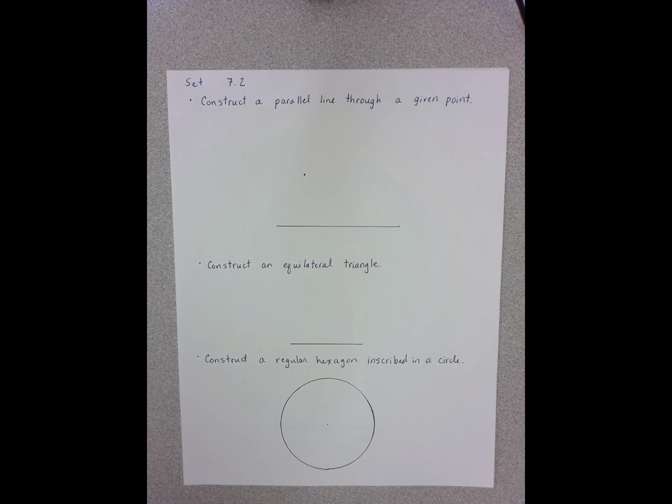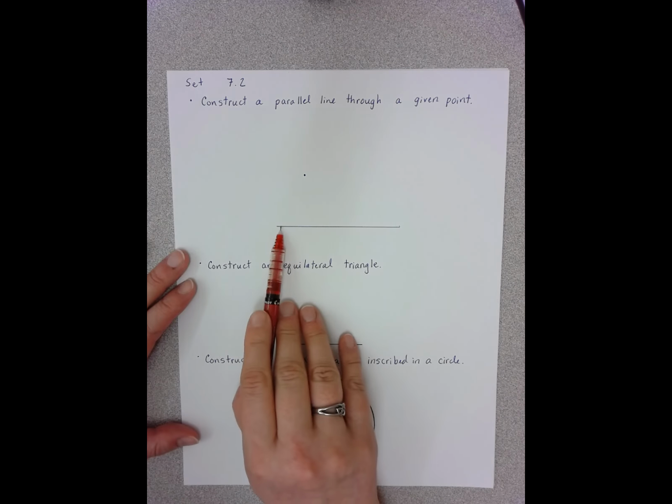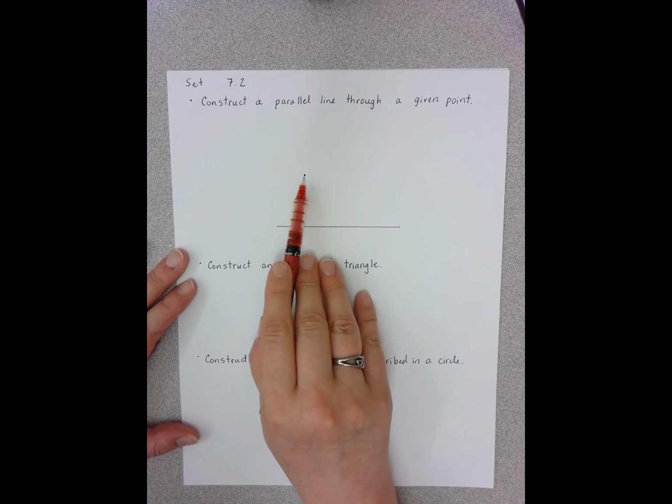These are the notes for the set of 7.2. These notes are going to involve us creating 4 different constructions, and these were constructions that you did in the task. So this is a repetition of what you did with your class. So the first one is to construct a parallel line through a given point.